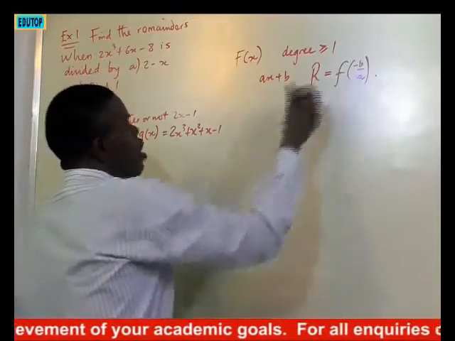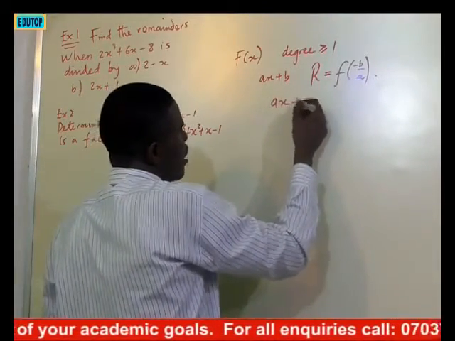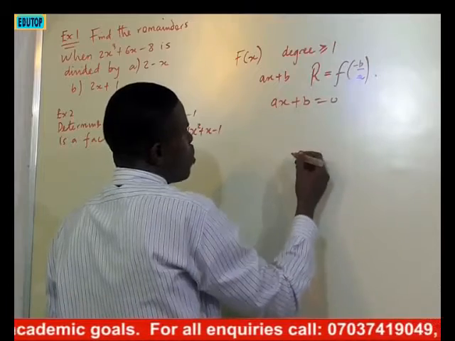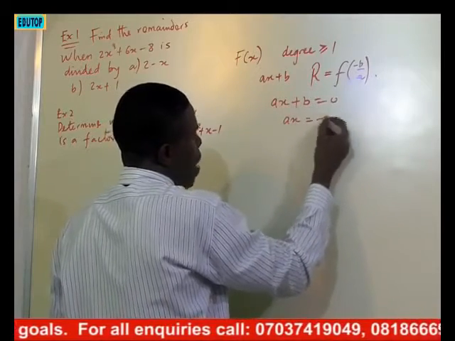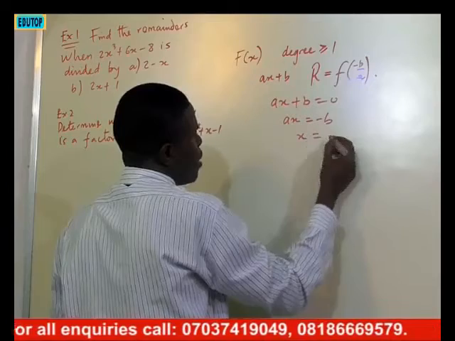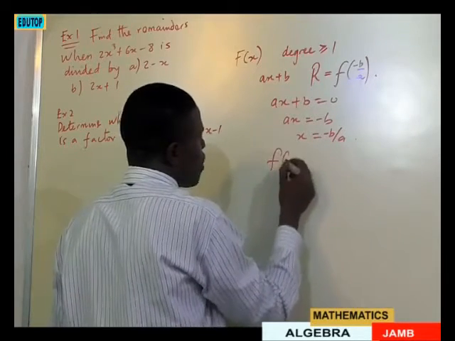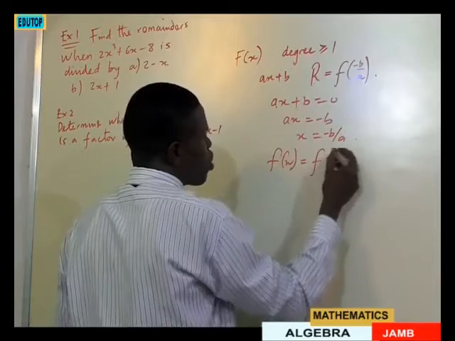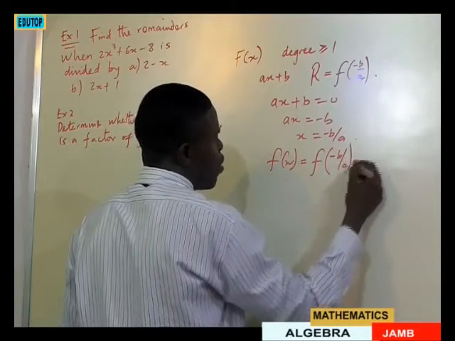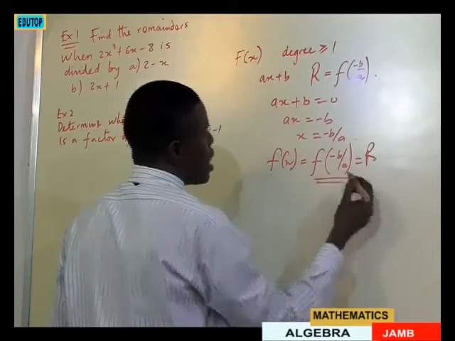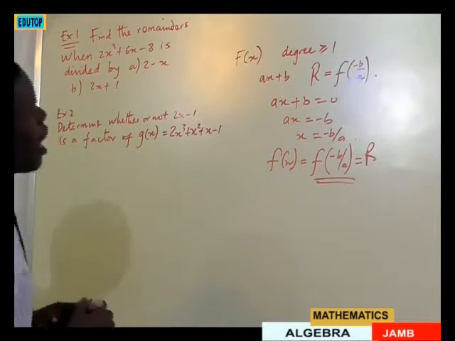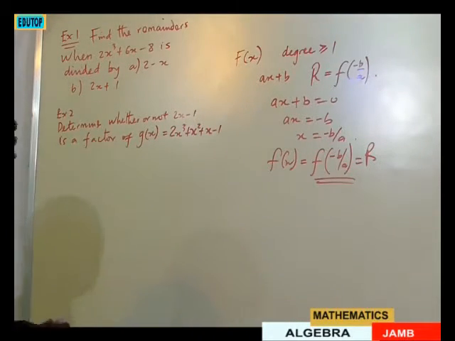That means this can only be calculated when you equate the divisor to 0. Then you have ax equals to minus b. And when you now make x the subject of the formula, you have minus b over a. That means the function of that x is the same thing as the function of minus b over a, which is equal to the remainder. So this is what the remainder theorem is saying.